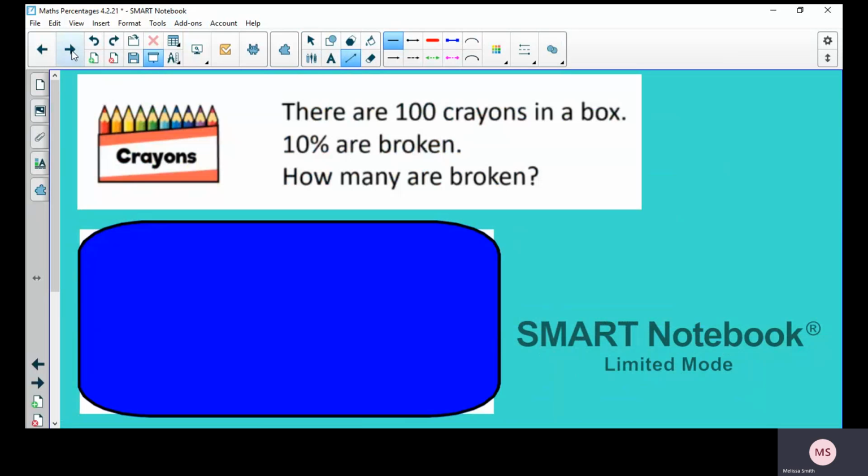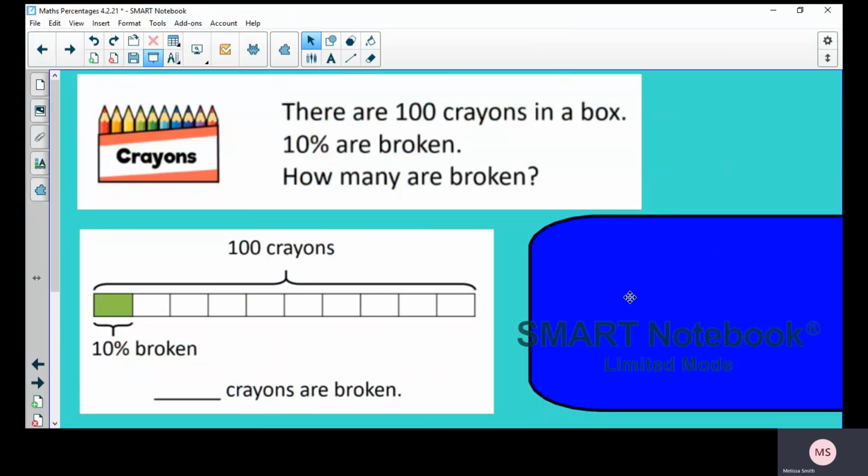Let's apply that to this question here. There are 100 crayons in a box, 10% are broken. How many are broken? And you can also use a bar model to help you. Pause the video, have a go now. Well, to work out the answer, hopefully you did 100 divided by 10, which means that 10 crayons are broken. And I know that because if I count my number of crayons, that would be 10, 20, 30, 40, 50, 60, 70, 80, 90, 100. That is my full set of crayons with just the 10 here that are broken.